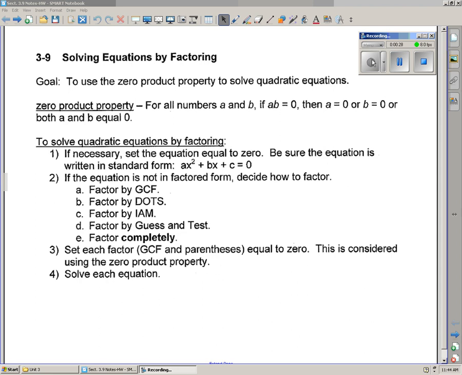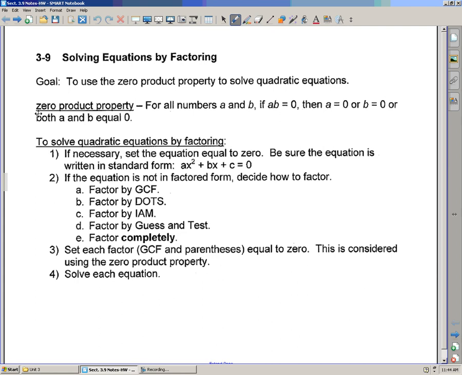Okay, so again, this definition, don't let it bother you, but it basically is just saying for all numbers a and b, if a times b equals 0, then either a is 0 or b is 0, or both a and b are 0. Okay, so we're going to solve quadratic equations by factoring, which means we're going to solve for the variable. If necessary, and this is really important, you need to set the equation equal to 0. And the equation has to be written in the standard form, which is ax squared plus bx plus c equal to 0.